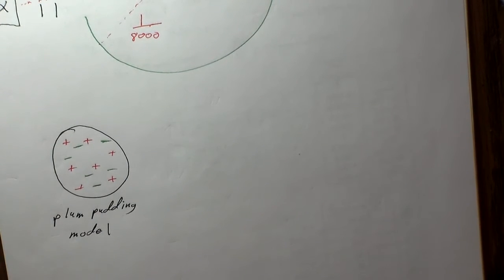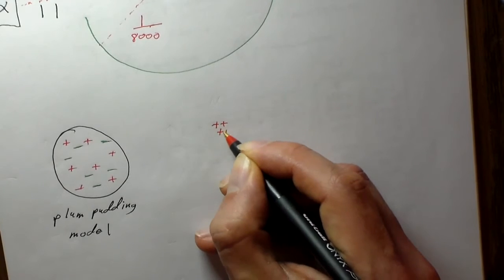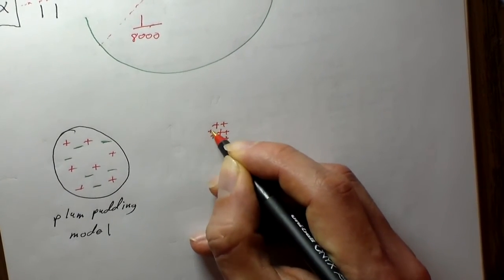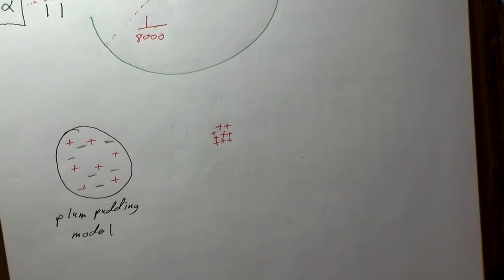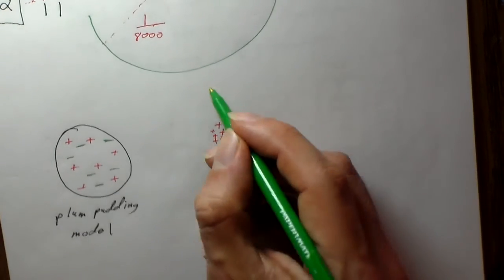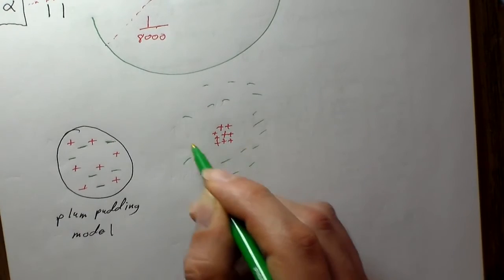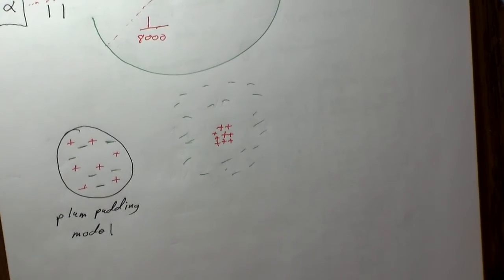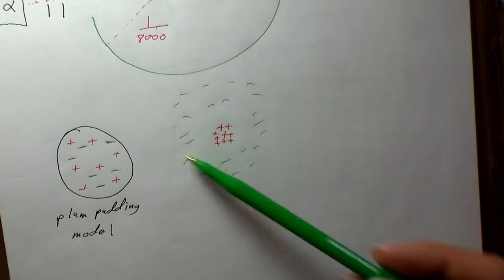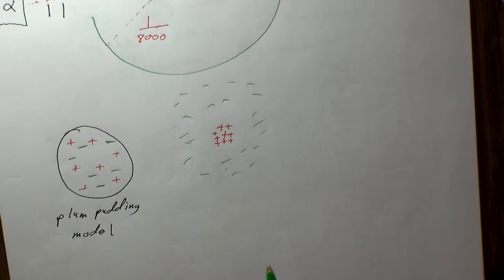So instead, what Rutherford actually saw was basically a bunch of little plus charges all concentrated in a very, very small location, and then a bunch of negative charge all around in a very diffuse area here. Of course, this is the Rutherford model of the atom. We'll look in more detail at how the atom is actually put together later on.